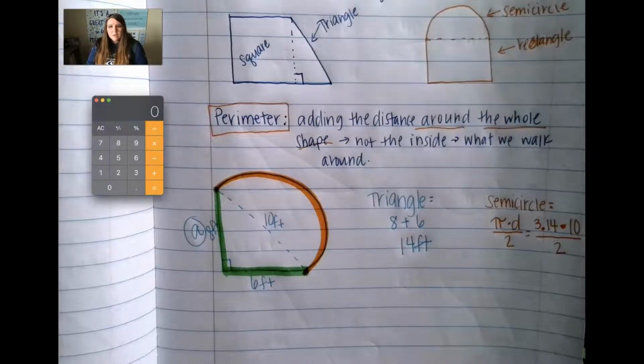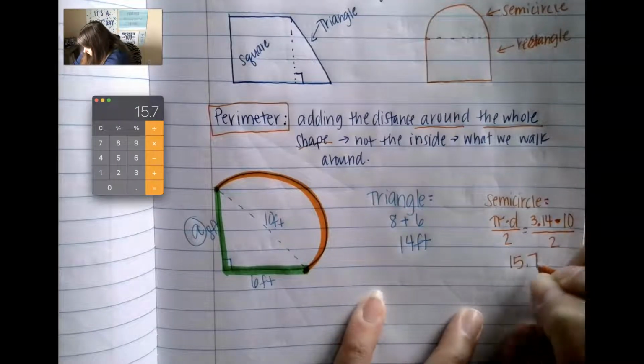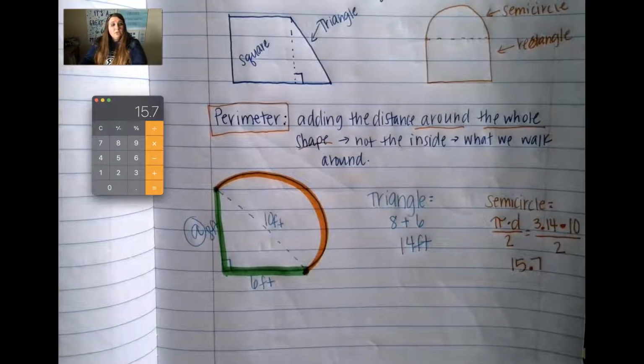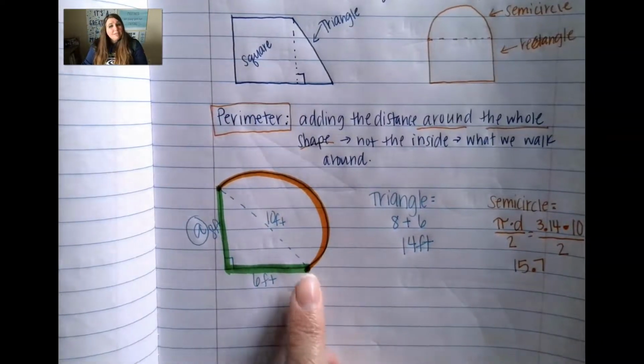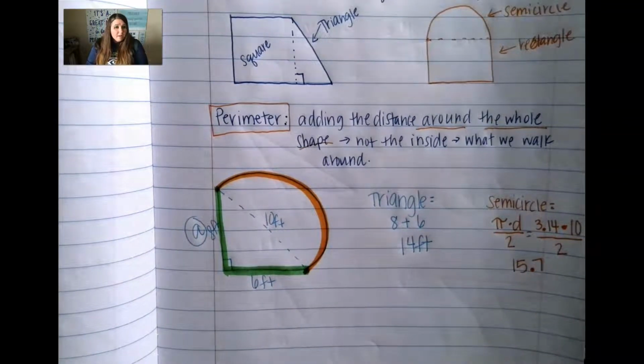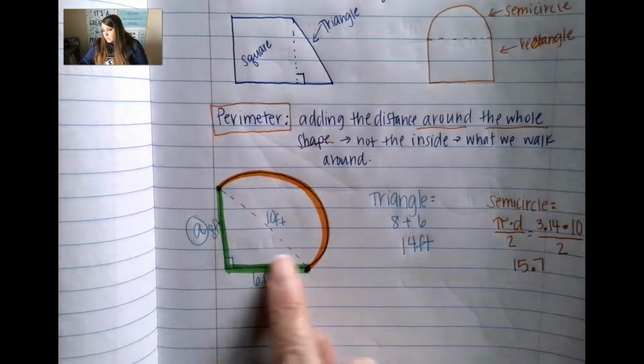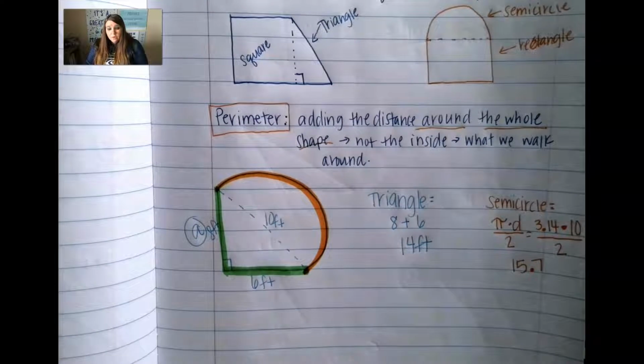So we've got our calculator here, and we are going to go 3.14 times 10, and that gives us 31.4. We're going to divide that in half, and we get 15.7. Now, in a normal semicircle, the reason why we would then add on the diameter is because we would walk the diameter. But in this shape, we are not walking on the diameter. So in this shape, all we're doing is just walking the green part plus the orange part.